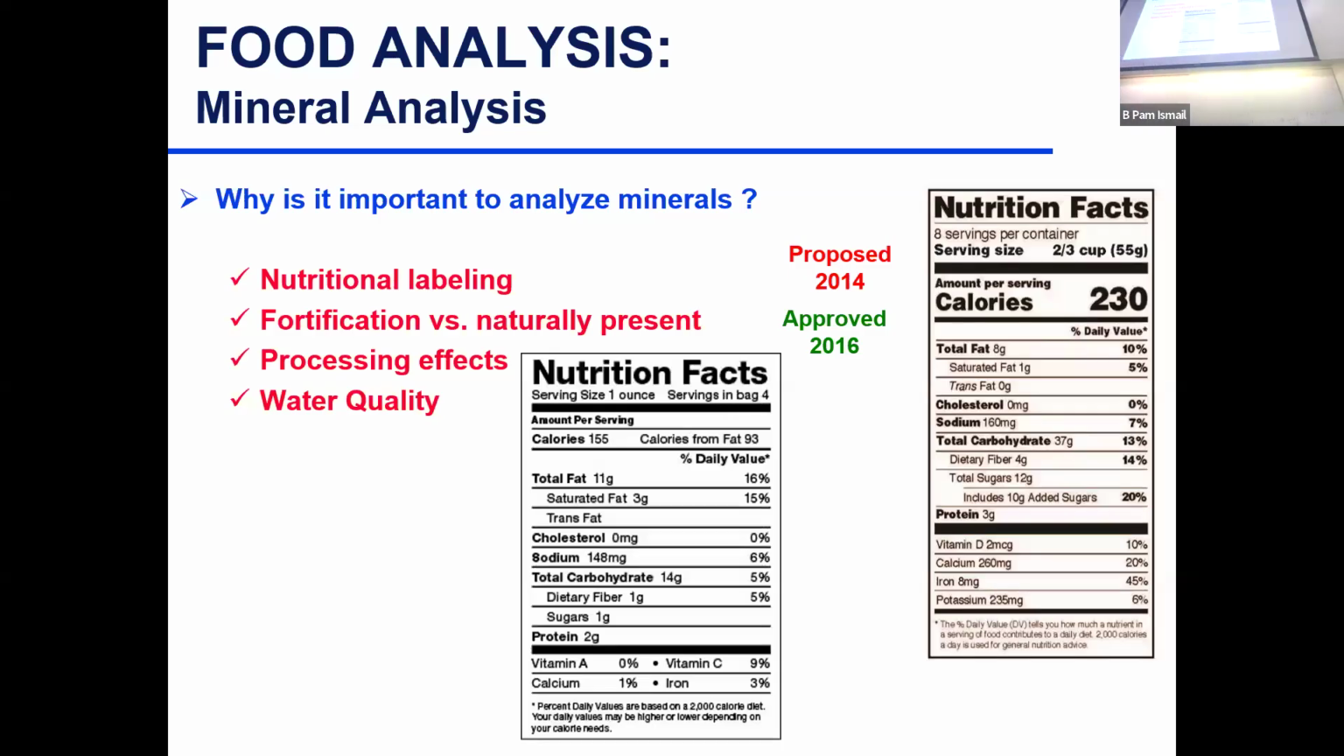Water quality. What do we normally measure? When you hear water quality, what would come to mind? Water hardness. So water hardness is due to the presence of calcium and magnesium usually. So hard water will be high in calcium and magnesium.